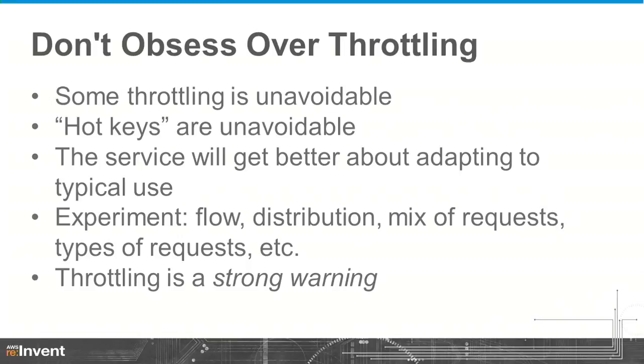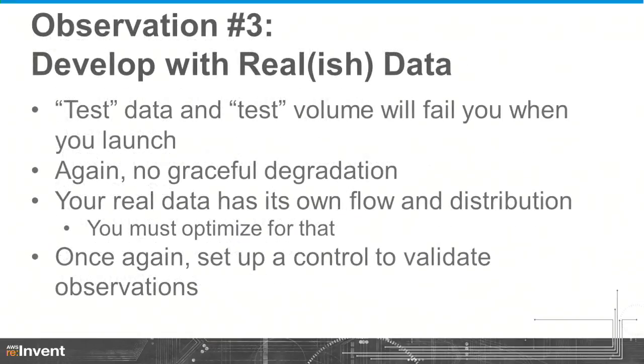Now, the best way to do this is, from the get-go, use real data. Probably obvious to everyone here. Wasn't to me. I started off working with test data because it was convenient. That test data didn't have the spikes, and it didn't have the shape of our real data. So lo and behold, as soon as I introduced real data into the stack, I was seeing throttling.